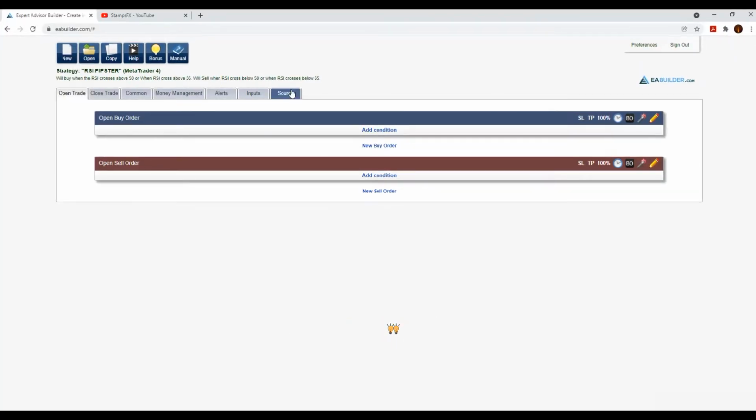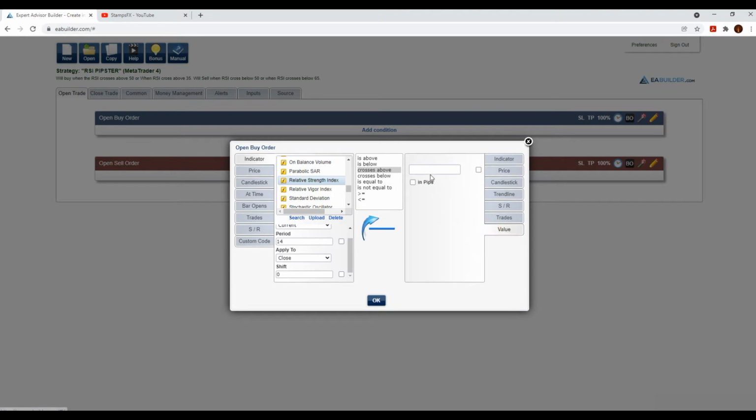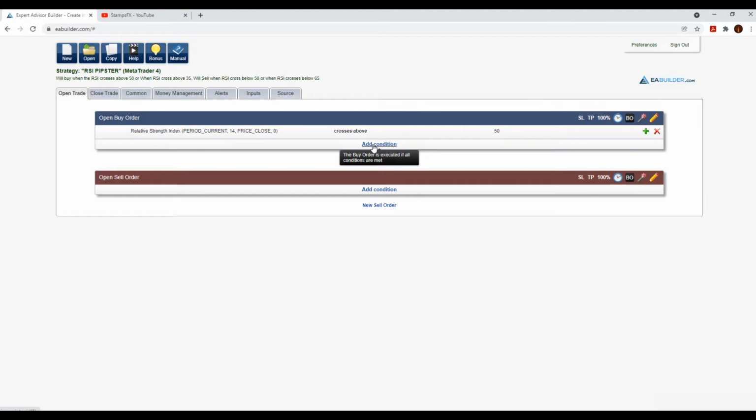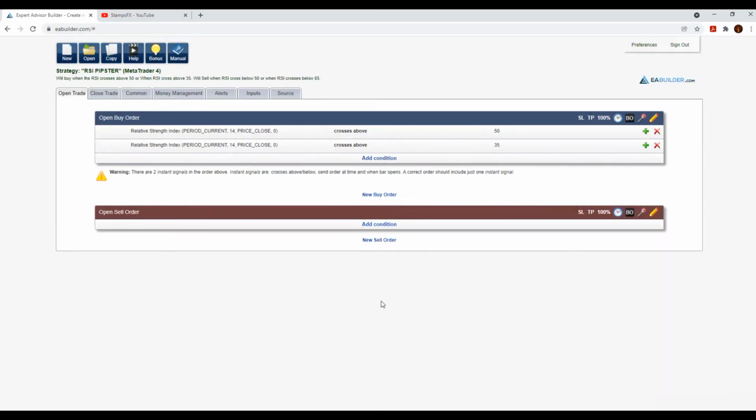So let's pop this open. Add the first condition. It will be an indicator. So RSI, relative strength index, 14, crosses above, it'll be value. So we'll do 50. It's the first buy order. Second buy order, RSI crosses above, and we said, was it 35? 35. Second condition.